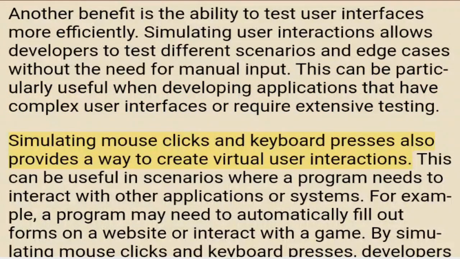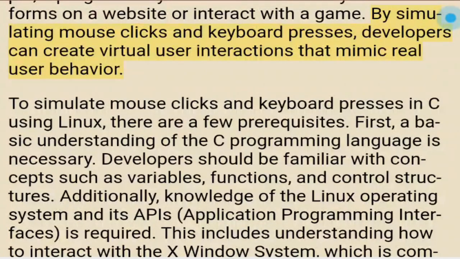Simulating mouse clicks and keyboard presses also provides a way to create virtual user interactions. This can be useful in scenarios where a program needs to interact with other applications or systems. For example, a program may need to automatically fill out forms on a website or interact with a game. By simulating mouse clicks and keyboard presses, developers can create virtual user interactions that mimic real user behavior.